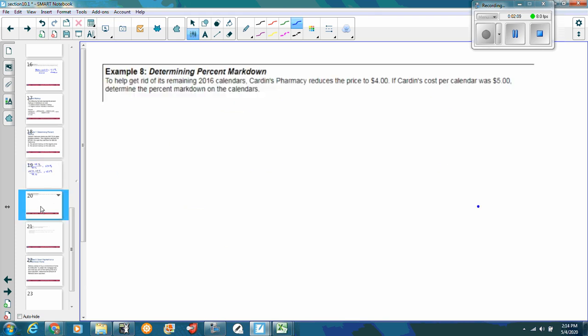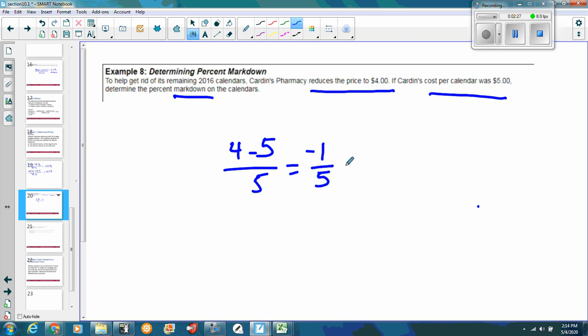Okay, so the same thing as before. If it comes out negative, it's a markdown. So this says, what's the percent marked down? So right now, because they reduced the price to $4, so now it's 4. The cost for them is 5. So this comes out to be negative 1/5, which comes out to be negative 20%. But I would make sure, what's the percent marked down? It's 20%. Don't put a negative again, because you just use the word markdown.